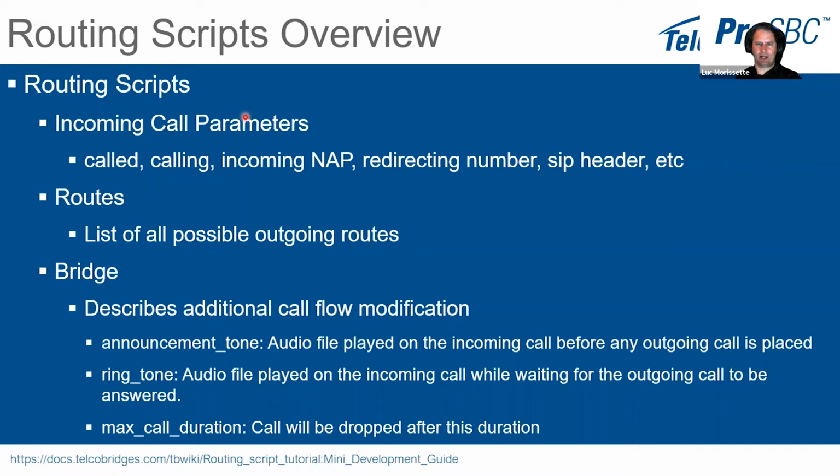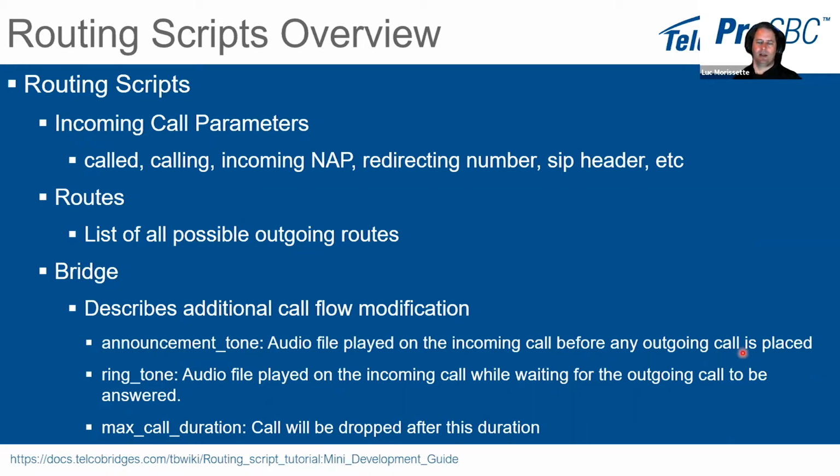So you have the incoming call parameters, you have the routes, which are all the possible destinations for your calls. And here you have also bridge information, which describes additional call flow information or modification from the standard call flow. And here I have three examples. One is an announcement tone. So if you have a bridge parameter called announcement tone, then it says play an audio file on the incoming call before any outgoing call is placed.